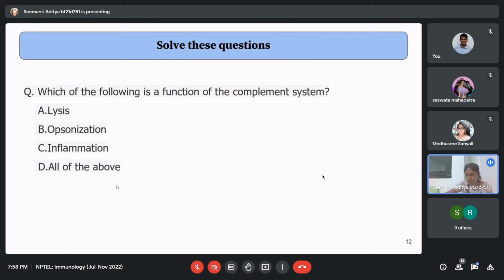So now we will just go through some questions. You can basically try to solve this.